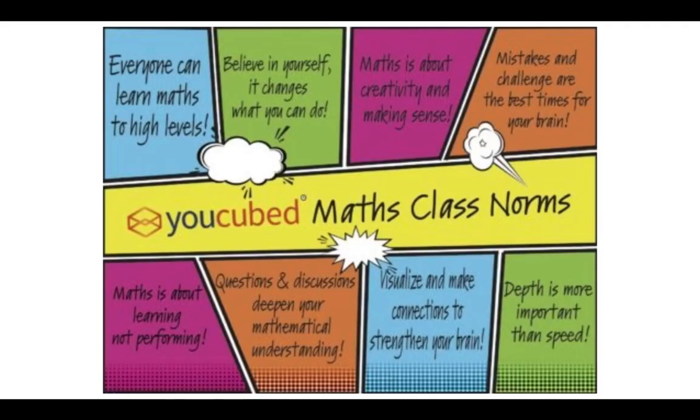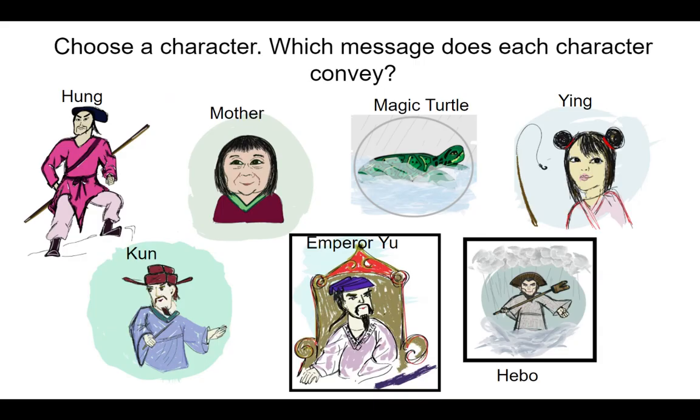This is a poster from Jo Boaler about growth mindset beliefs, and I'm not going to delve into these messages too deeply because I feel like we've talked about this a lot, but feel free to hit pause and read these over, and this is a downloadable handout for you. And the idea is we ask our students to choose a character and then decide which message each character conveys. So looking at the Jo Boaler messages about growth mindset, we decide, what does Hung have to teach us? What does the mother have to teach us?